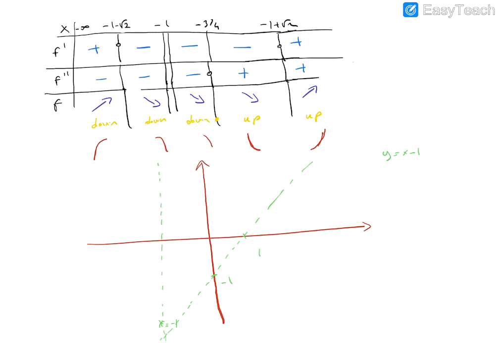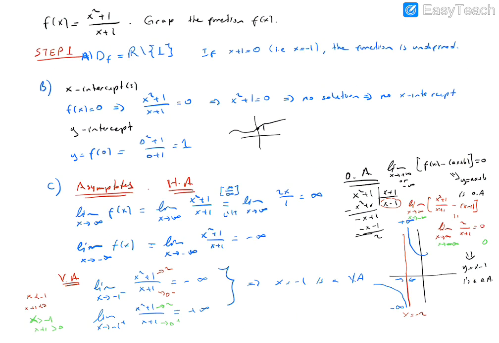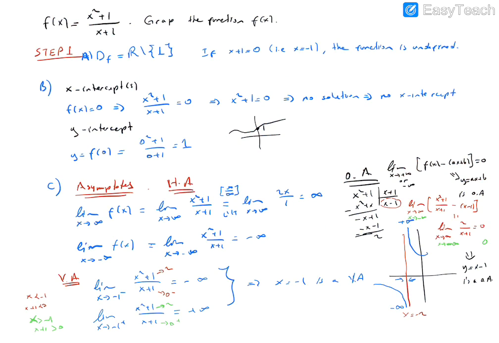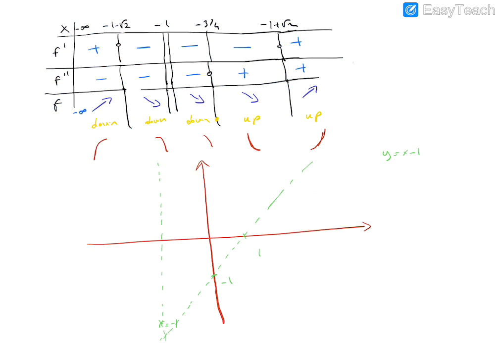So let's sketch the graph according to the sign table. When x goes to minus infinity, we discussed the limit here. This is minus infinity, so it goes to minus infinity. When x approaches minus 1 from the left side, from here we calculate that limit. This is minus infinity. From the right side, it is plus infinity. And when x goes to infinity, the function goes to plus infinity again.